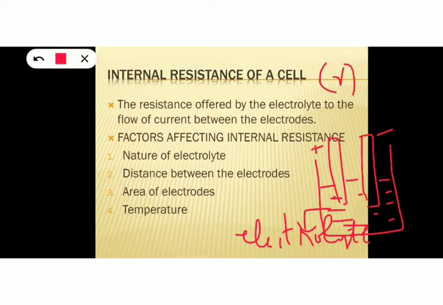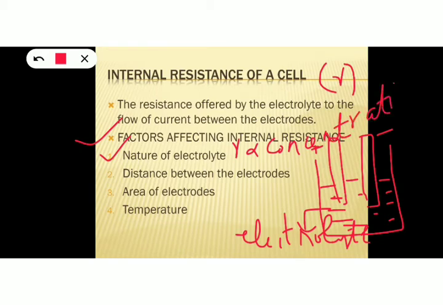Don't use capital R to denote internal resistance. Internal resistance is always denoted by small r. There are certain factors that affect the internal resistance. First one is nature of electrolyte. Nature means the concentration. If the electrolyte is more concentrated, then the internal resistance also will be more. So the internal resistance r is directly proportional to concentration of electrolyte.